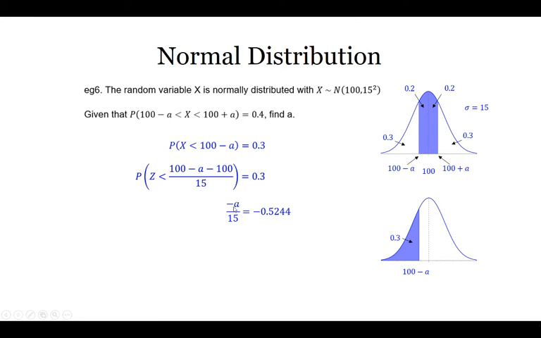So that means negative a over 15, that's that simplified, will be negative 0.5244. So I'm going to times up by the 15 and divide by the negative 1, and that tells me that a must be 7.866, and that's my answer.